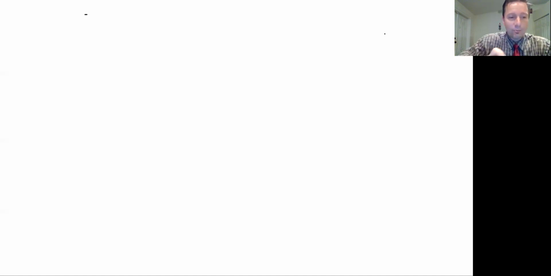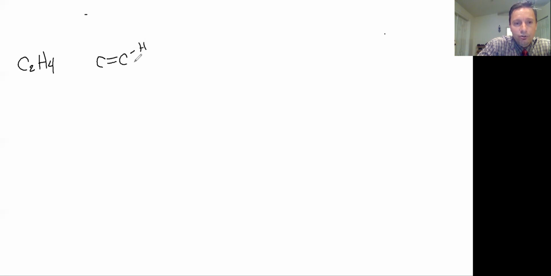So the first one I had was ethene, and ethene is C2H4. So when you look at that, everyone got the actual Lewis structure of it correct, and your Lewis structure looks like that. But this is, in fact, the Lewis structure. It's not the visual representation of the sigma and the pi bonds. And that's the part that I wanted to make sure we all understood.